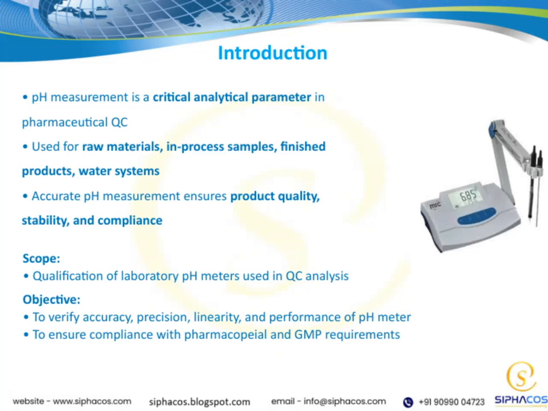Today, I'll be discussing the scope of our qualification process for laboratory pH meters used in quality control analysis. The main goal here is to ensure that the pH meters we rely on are accurate and reliable. This involves verifying their accuracy, precision, linearity, and overall performance. By doing this, we can confirm that the measurements they provide are trustworthy.